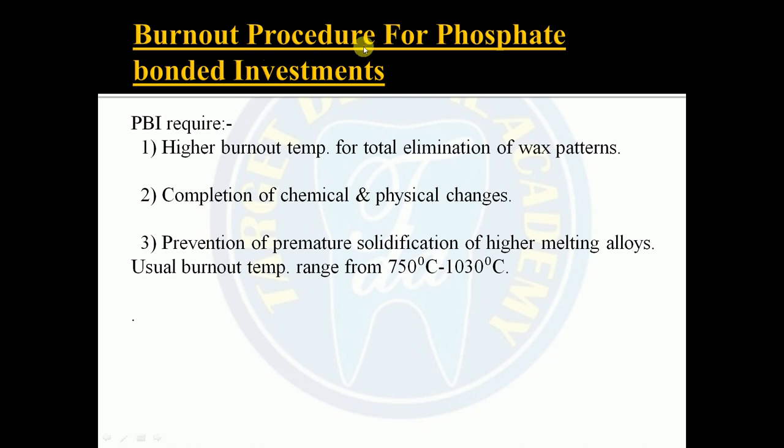Now the burnout procedure for phosphate bonded investment. For phosphate bonded investment, you require a higher burnout temperature. Why? For the total elimination of the wax patterns, completion of chemical and physical changes, and prevention of premature solidification of higher melting alloys, with the usual burnout temperature ranging from 750 degrees Celsius to 1030 degrees Celsius.